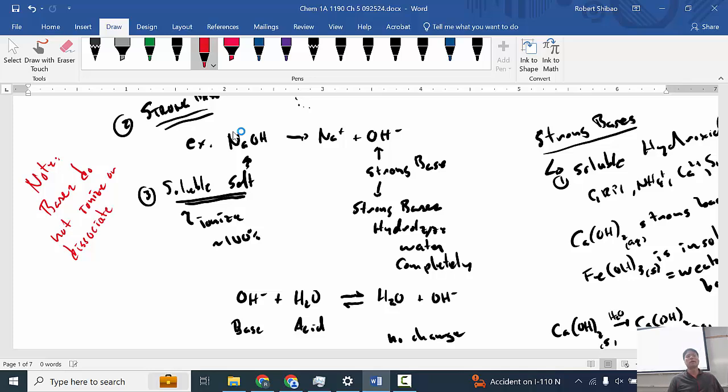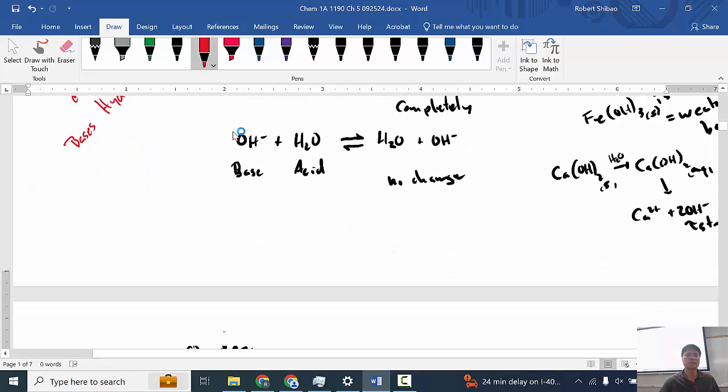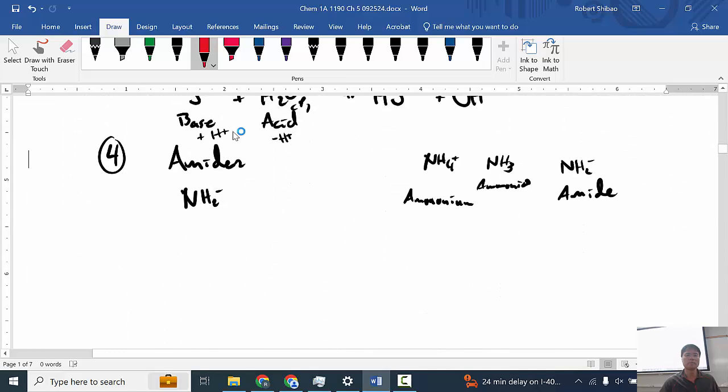Bases do not ionize or dissociate. What do bases do? They hydrolyze. Bases hydrolyze. Whereas for acids, we can think of it as either way. Acids can ionize, dissociate, or hydrolyze. Salts just ionize or dissociate into ions.